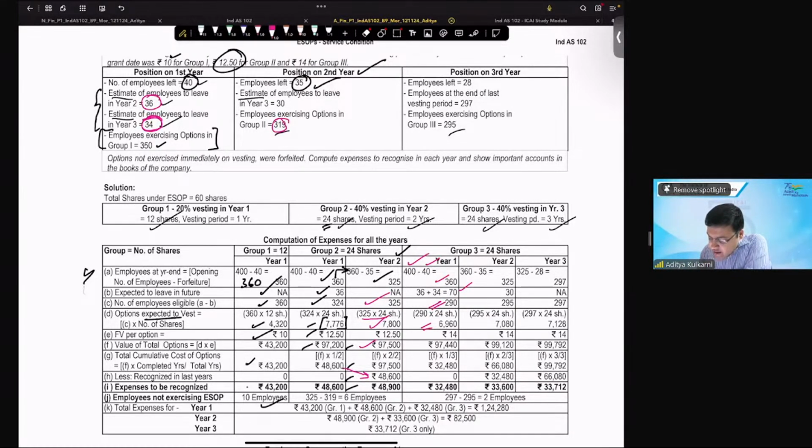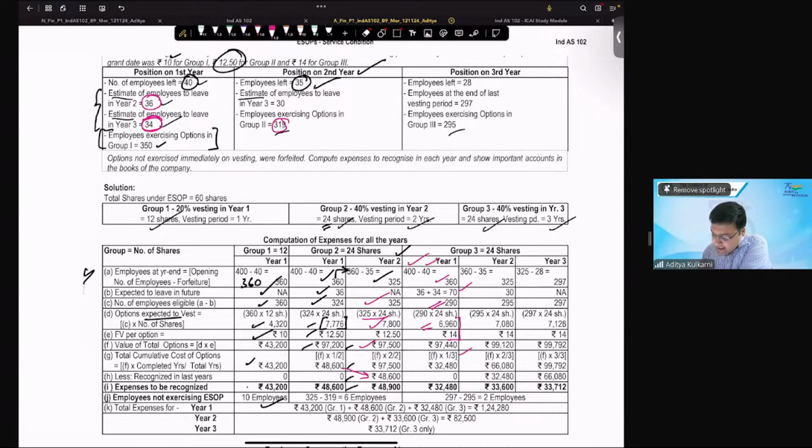Tell me, is this expense 6,960 into 14 for 1 year? For 2 years? For 3 years? 3 years, sir, because the life of the option here is 3 years. The vesting period is 3 years. So this expense also rightly is for 3 years. So 6,960 into 14, 97,440 is for a period of 3 years.